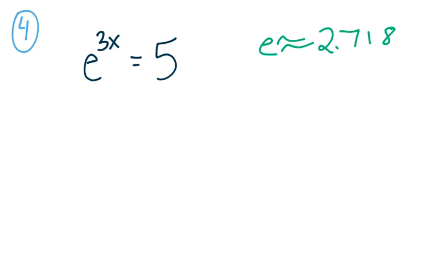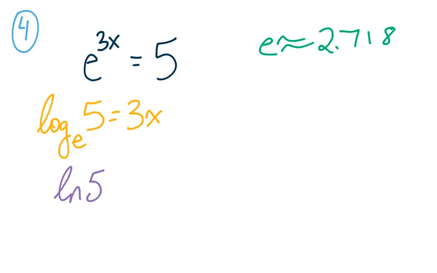So that means we have to make this a log. Now remember, when we make it a log, we think about our base. So the base of this is e, which means this is log base e of 5 equals the exponent, because the answer to a log is always your exponent. The answer to the log is an exponent. But think about log base e. If we remember, log base e is the natural log. So this is really just saying the natural log of 5 equals 3x.